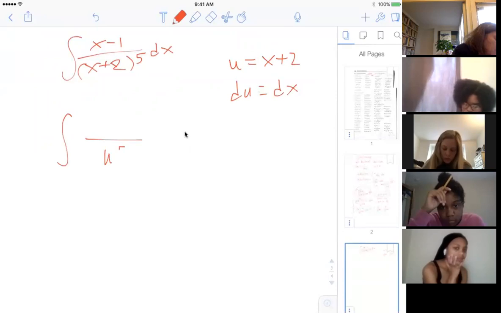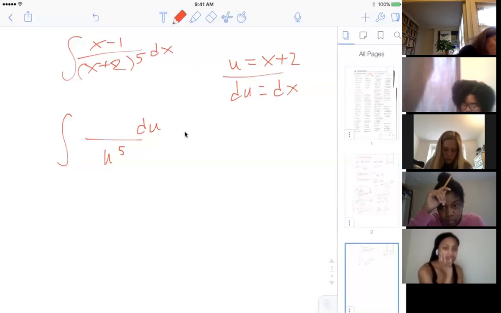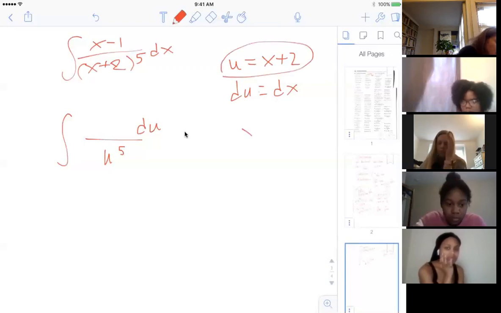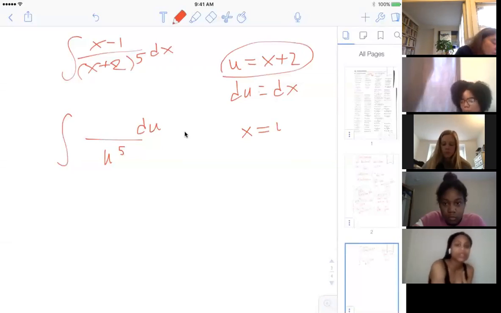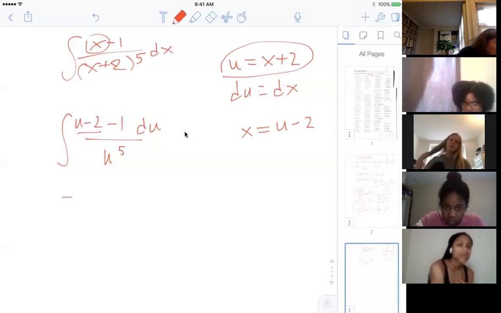So I'm going to substitute there. That's u to the 5th. That's du is dx, so I put du in dx's place there. This is x minus 1. You want it in terms of u. Here's your connection. What is x, guys? What is x? It's u minus 2, isn't it? So all you're going to do is put in the place of that u minus 2, and then you've got the minus 1, and that's u minus 3 over u to the 5th.